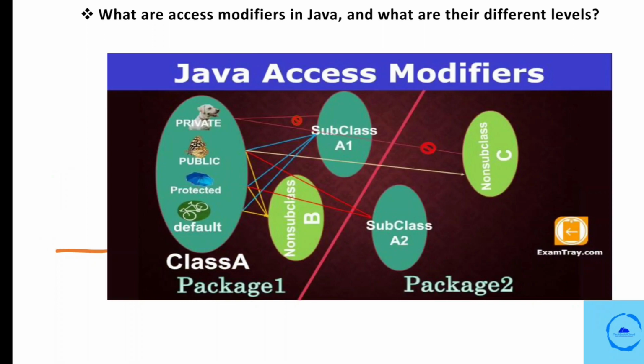Now we will talk about private. Members with the private access modifier are accessible only within the same class. They are not accessible outside the class, including subclasses.